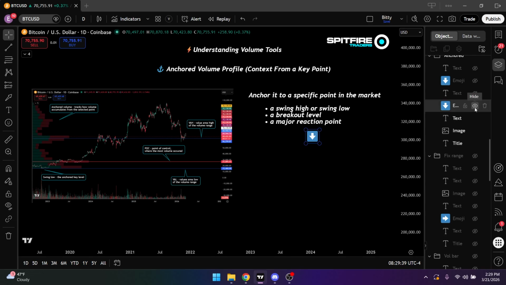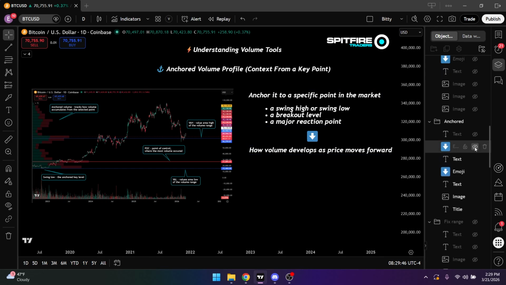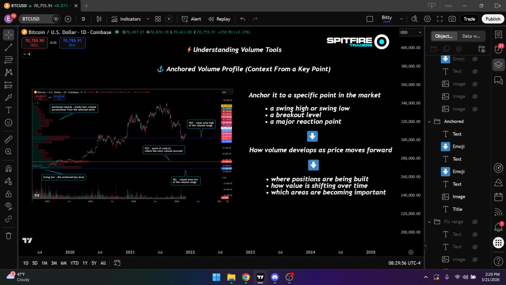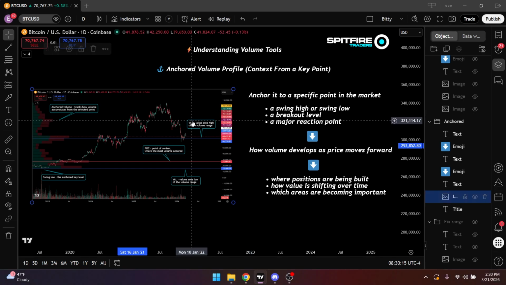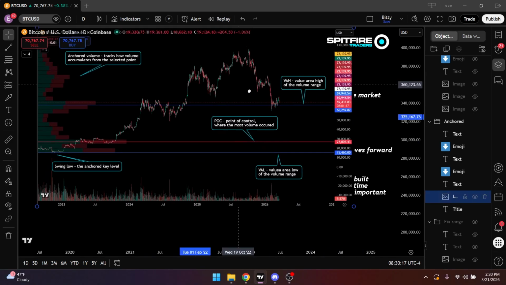From that moment, the tool tracks how volume develops as price moves forward. This helps you understand where positions are being built, how value is shifting over time, and which areas are becoming important.